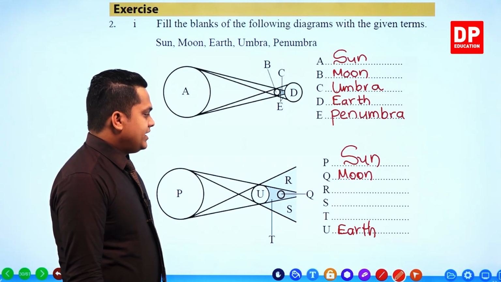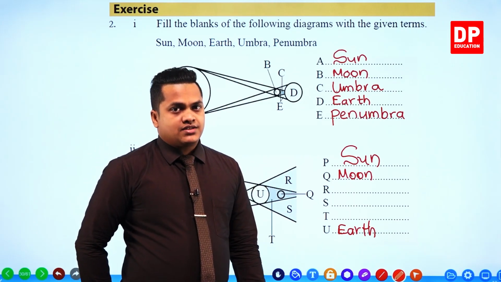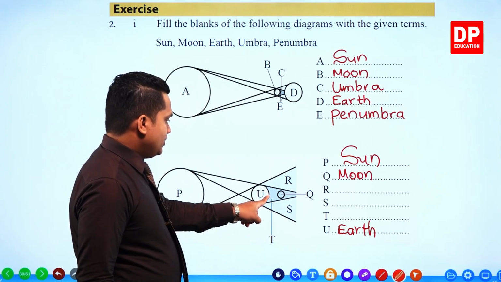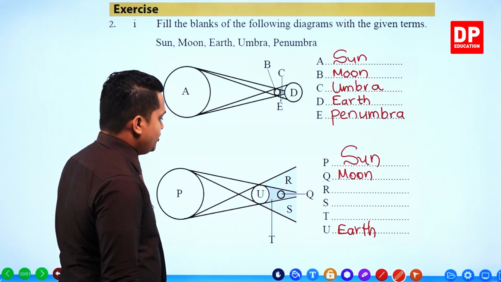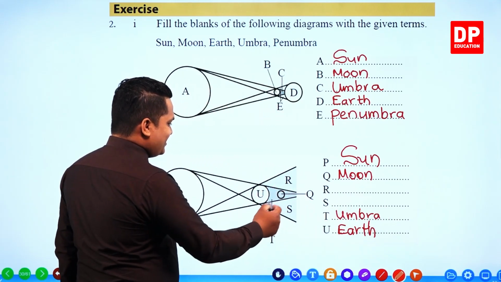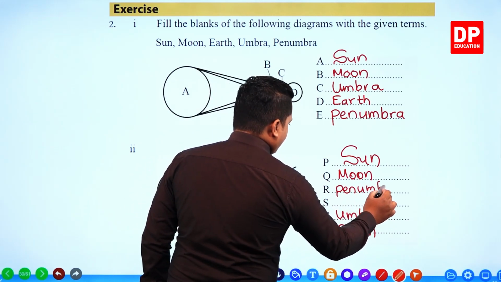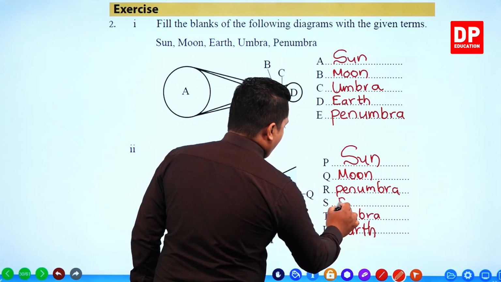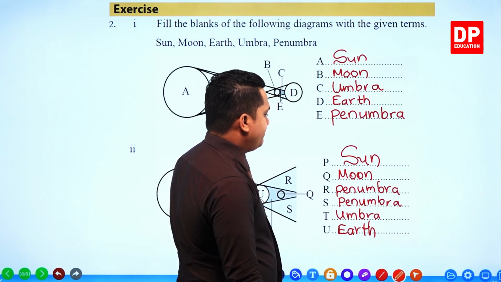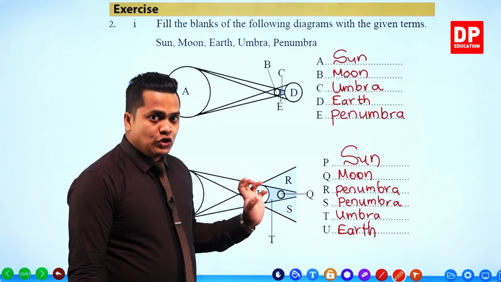Now we need to select the two areas. Area T is the area which has the darkest shadow. So that should be the umbra region. T refers to the umbra region. T is umbra. R and its regions are penumbra. Right? Penumbra. So once again, my dear children, in the second figure, this is the diagram of a lunar eclipse.